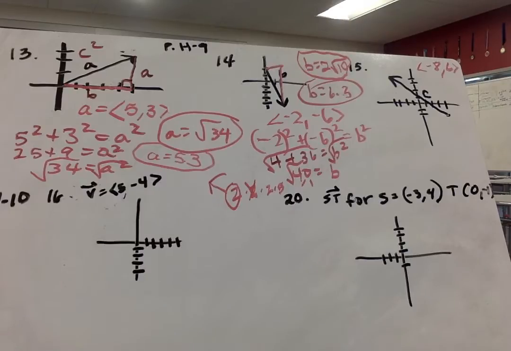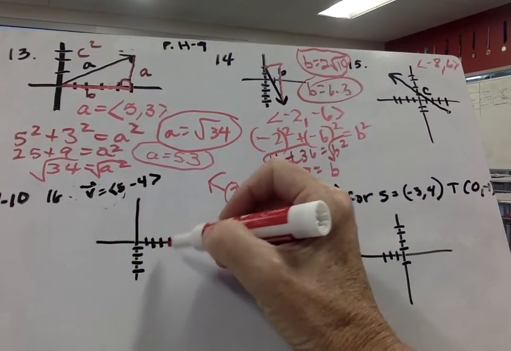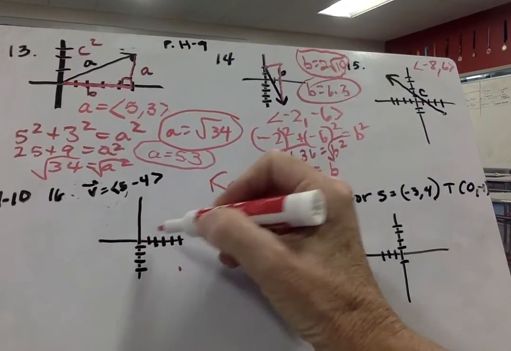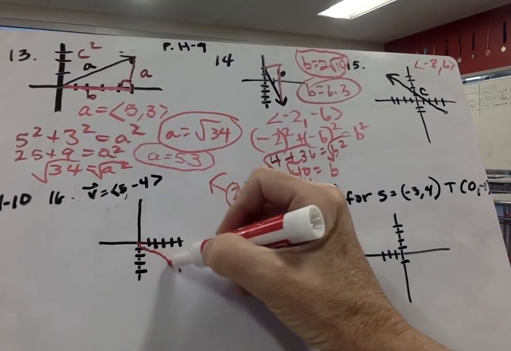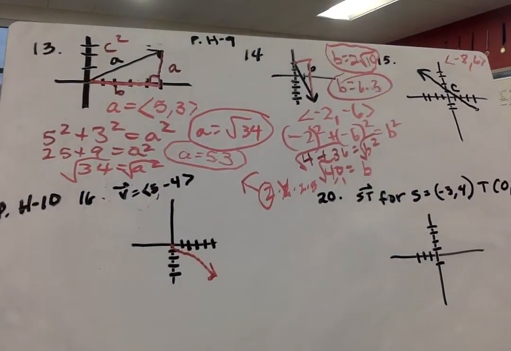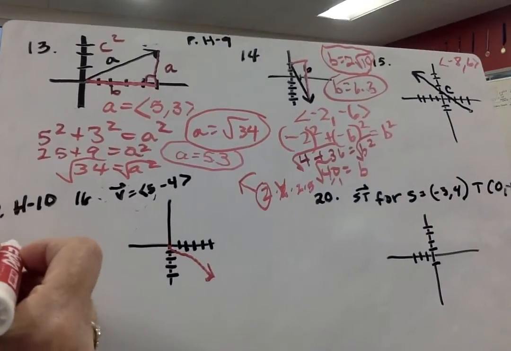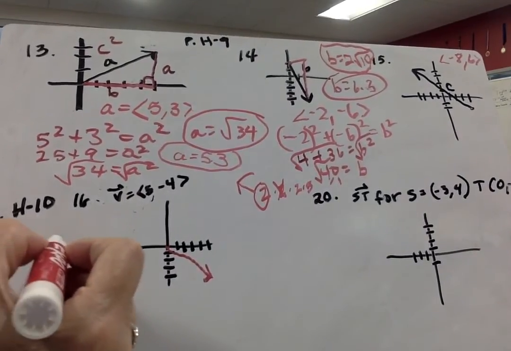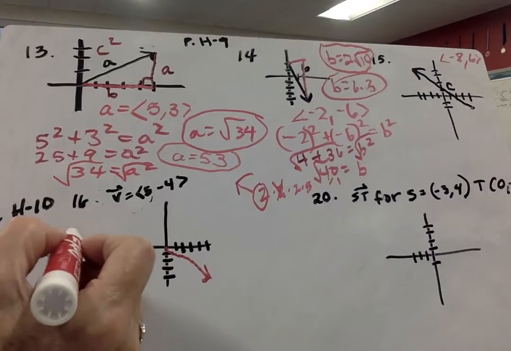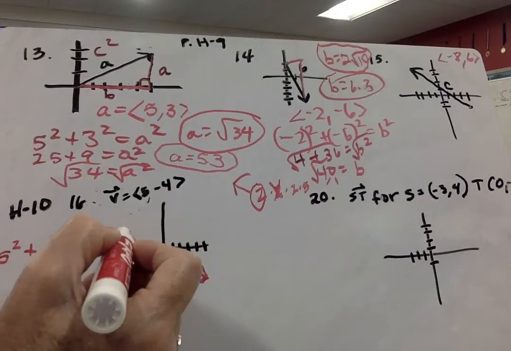We're going to jump to page H10 and do number 16 where it says sketch the vector and find the magnitude. So 5, negative 4 means over 5 down 4. Put a point there. And that's not such a great line, but that's your vector right there. So if we're going to find the magnitude of that, we're going to say 5 squared plus negative 4 squared equals, and this is our vector v squared.